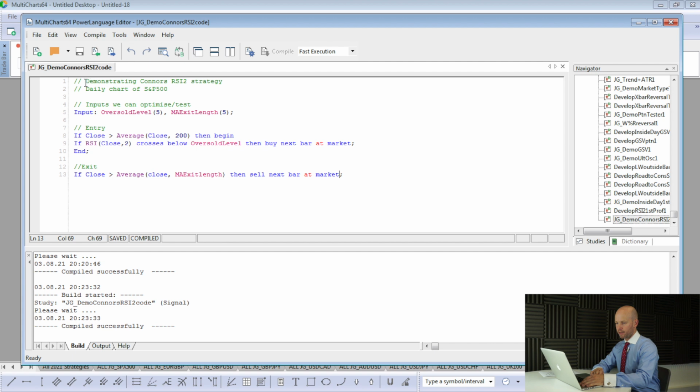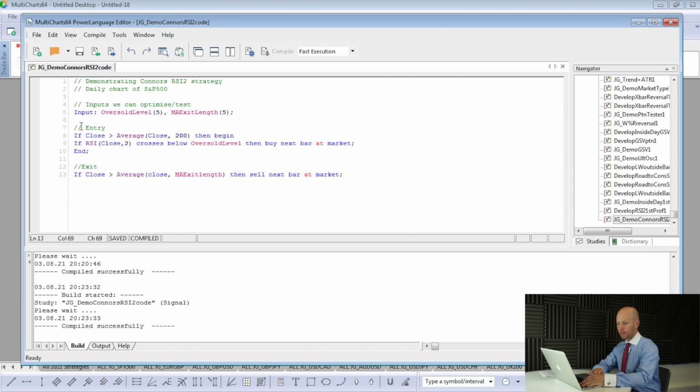I've written in here, when we got this double slash, anything in green, MultiCharts just ignores. Therefore, our comments. So I've just put demonstrating Connors RSI 2 strategy on the daily chart of the S&P 500. Now, the only extra that I've actually put in on this code is I've got this line of inputs. Now, inputs are numbers that we can actually adjust when we're on the chart, and we can optimize as well. So I'll just quickly explain.